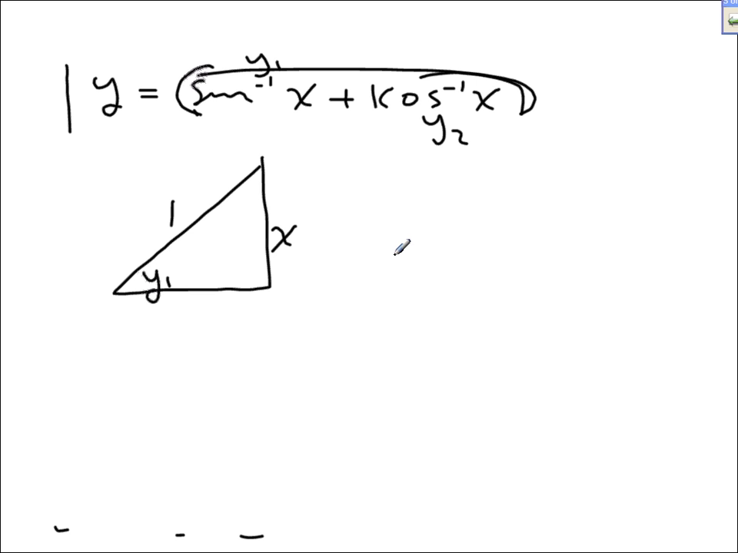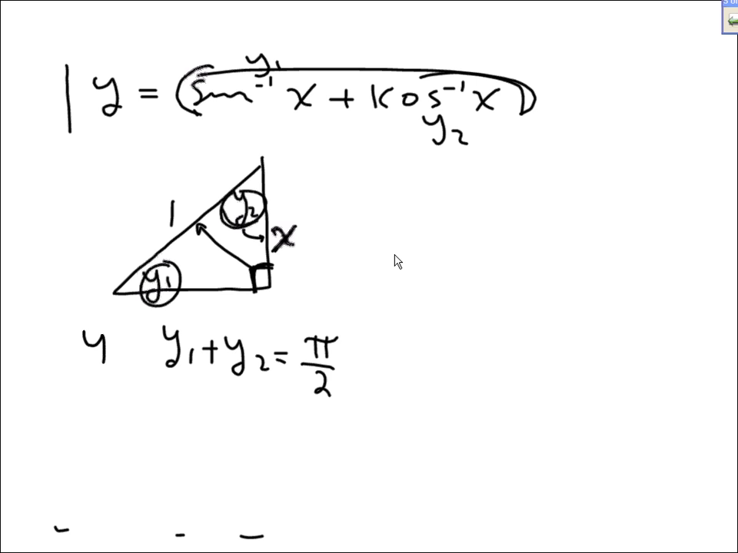If I call this y2, then the cosine of y2 is also x. Well, if I put y2 here, that's the adjacent, and that's always the hypotenuse. The cosine of y2 is x over 1. That is y1 plus y2. Remember, the three angles in this triangle have to add up to 180. And if this one used up 90, the other two must use up the other 90, or pi over 2.